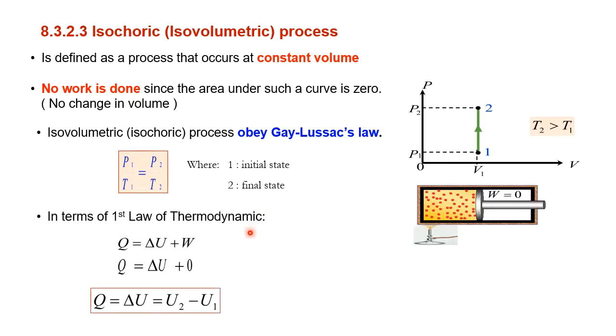Now, in terms of the first law of thermodynamics, this is the expression. The work done becomes 0 because the volume is constant. Therefore, Q is equal to delta U. And delta U is actually U2 or U final minus U1 or U initial.